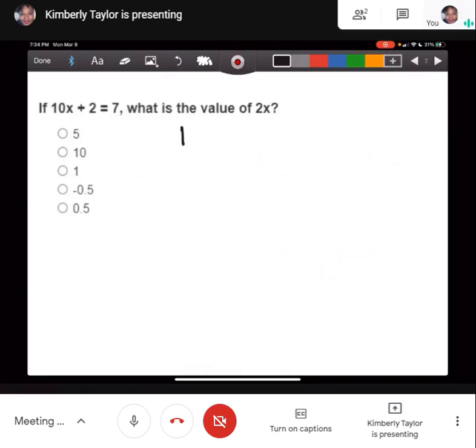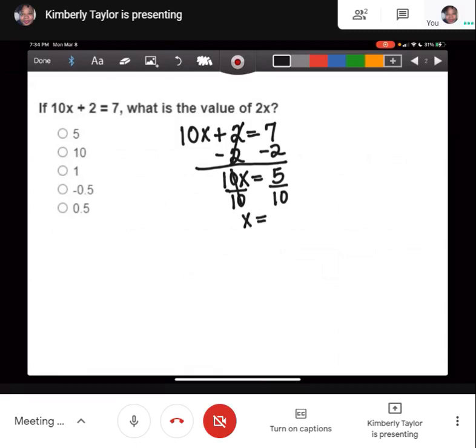So we have 10x plus 2 is equal to 7. We're going to subtract 2 from both sides of our equation. That makes a zero pair on the left side. You're left with 10x on the left hand side, and 7 minus 2 gets you 5. Divide both sides by 10. And so x is equal to 5 over 10, or you can simplify this to 1/2. To simplify that to 1/2, you would divide the 5 by 5 and the 10 by 5, and that'll get you your 1/2.